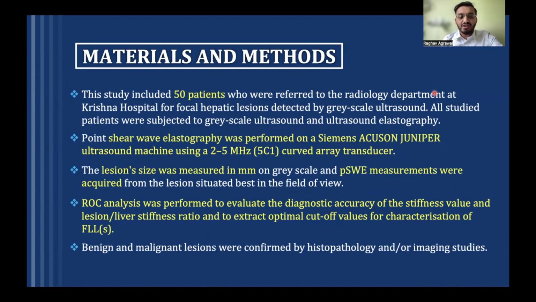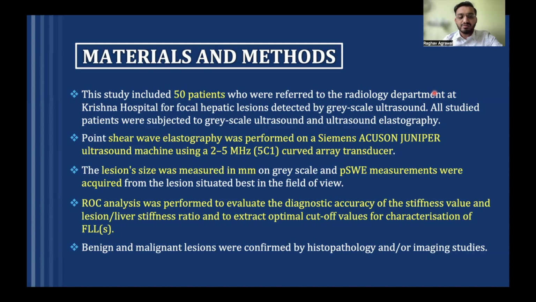Point shear wave elastography was performed on Siemens Acuson Juniper ultrasound machine using a 2 to 5 MHz curved array transducer. The lesion size was measured in millimeters on grayscale, and point shear wave elastography measurements were acquired from the lesion situated best in the field of view.